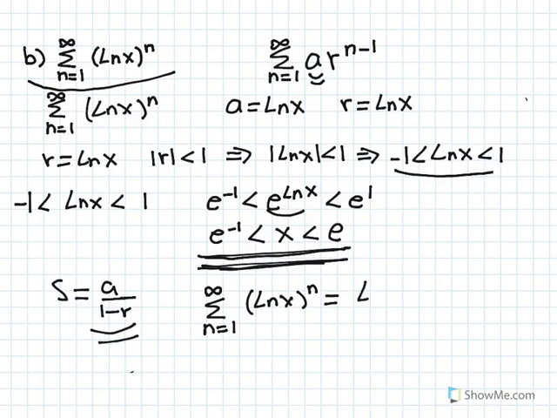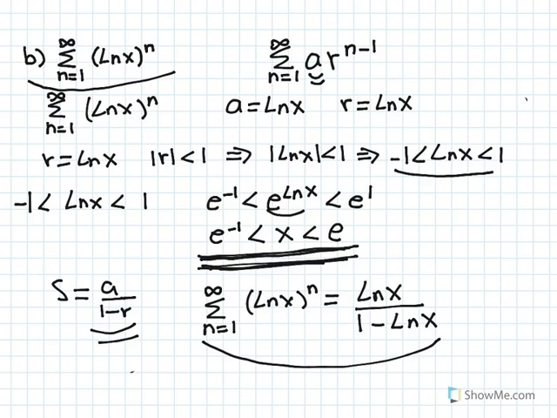A is the first term, which is log x, and the common ratio is also log x. We get 1 minus r, 1 minus log x. And this geometric series has this sum provided that x is in this interval between e to the minus 1 and e. All right, let's look at the last example.